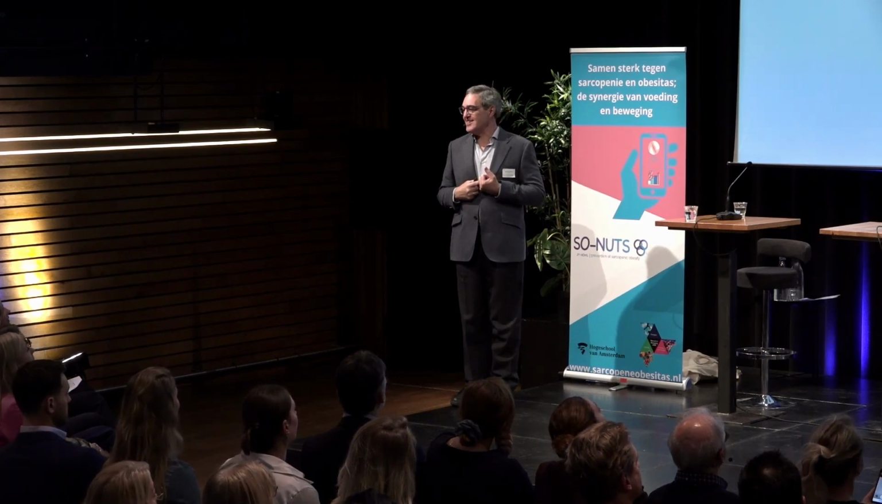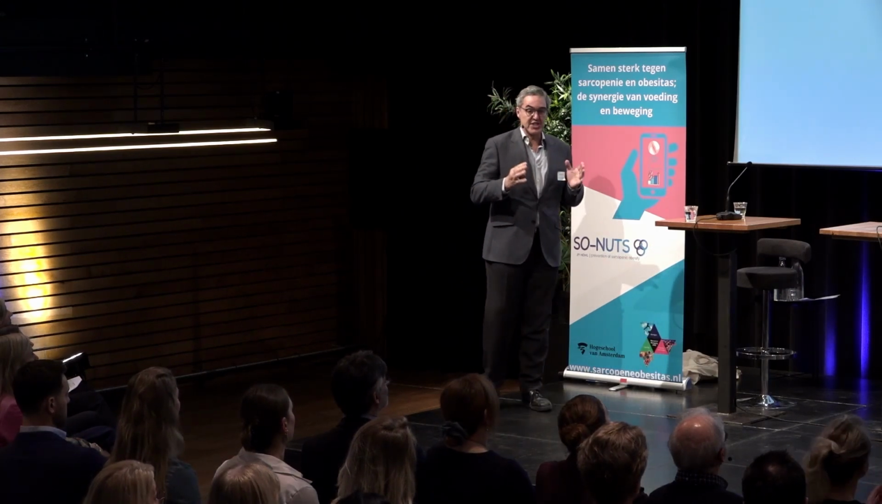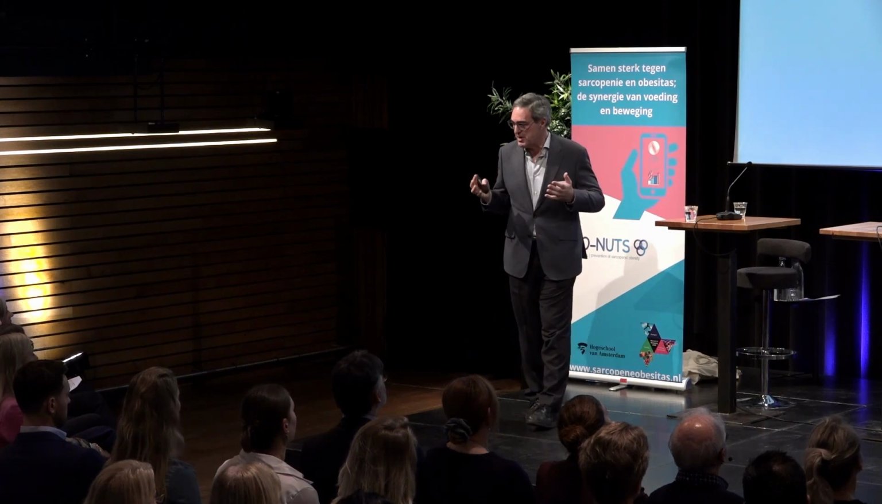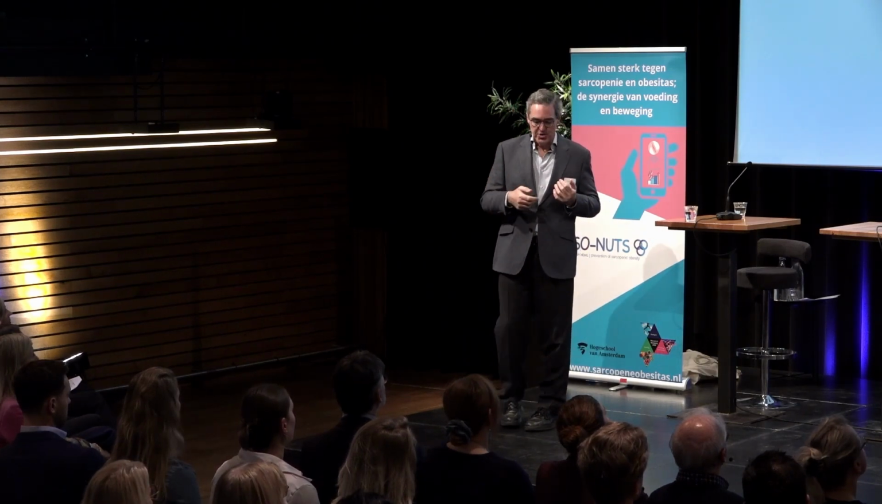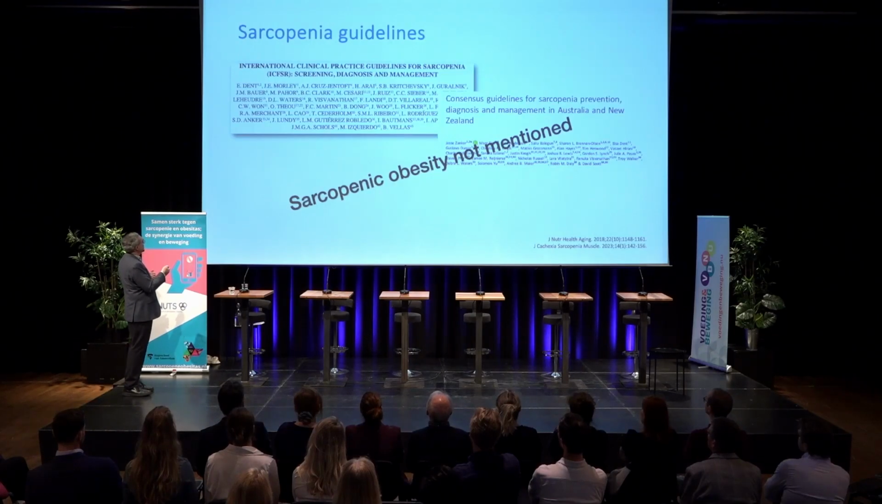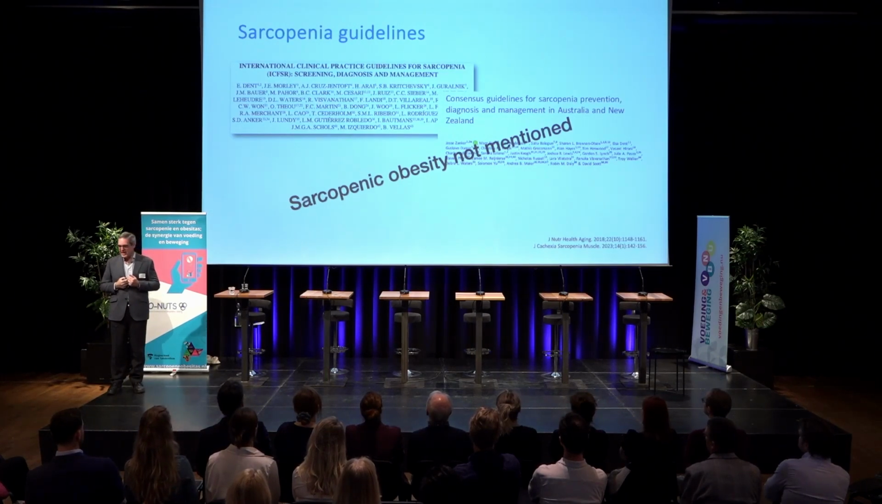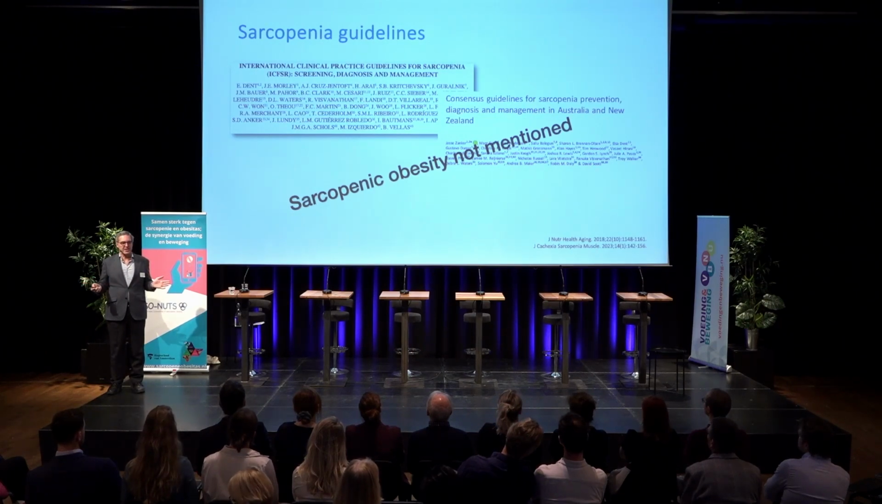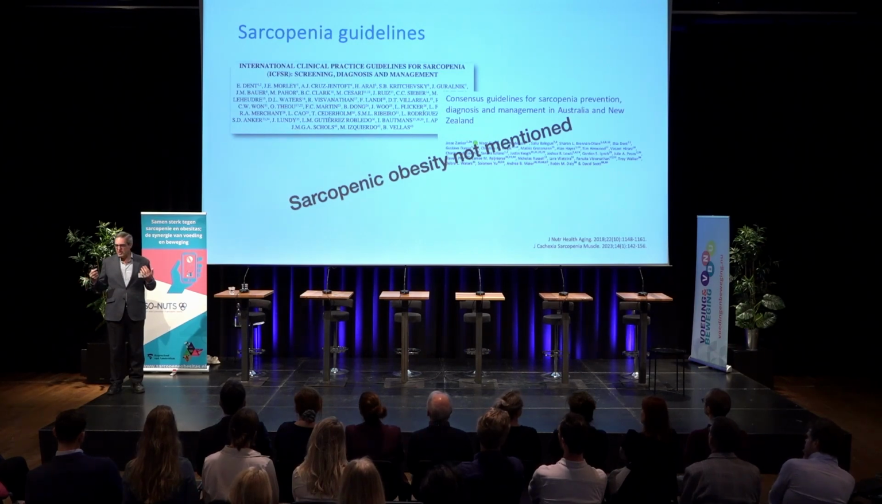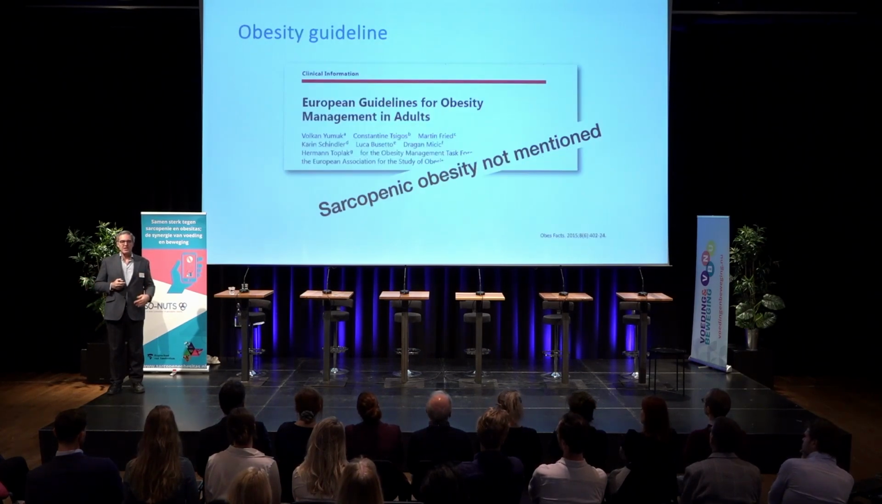So you go to guidelines. You say, if you treat sarcopenia, you have to consider some of them are obese, I think. So you go, and neither the old one nor the very recent Australian and New Zealand guideline, which is an excellent evidence-based guideline, mentions sarcopenic obesity. So if you come from the sarcopenia field, you won't know what to do with those.